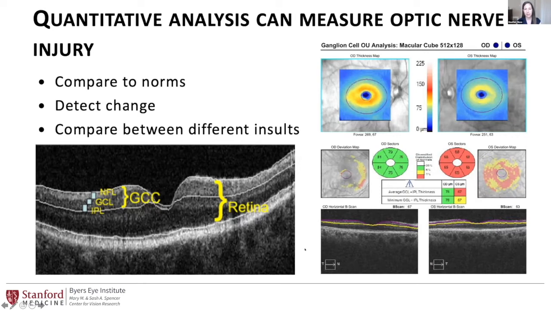We're able to detect change in an individual over time, and then we can also compare the patterns for different insults. So glaucoma versus drusen versus papilledema versus, say, optic neuritis and MS, and that can also help to teach us about the diseases.